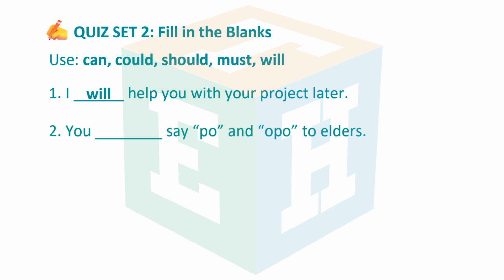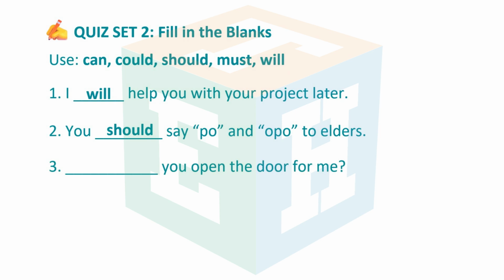Number 2. You blank say po and opo to elders. Answer is: you should say po and opo to elders. Number 3. Blank you open the door for me. Answer: could or can you open the door for me?